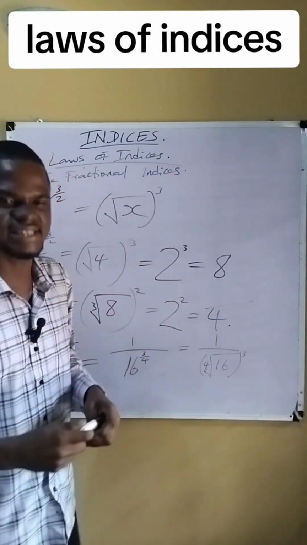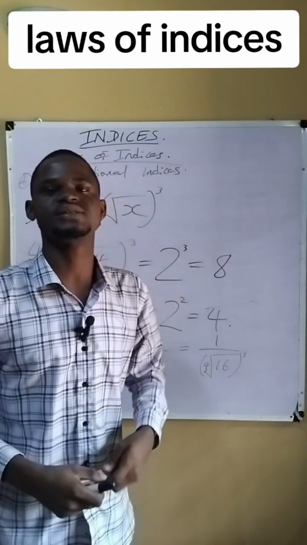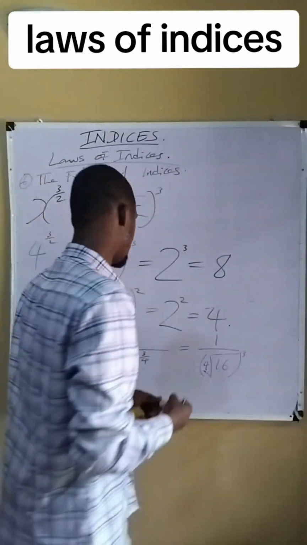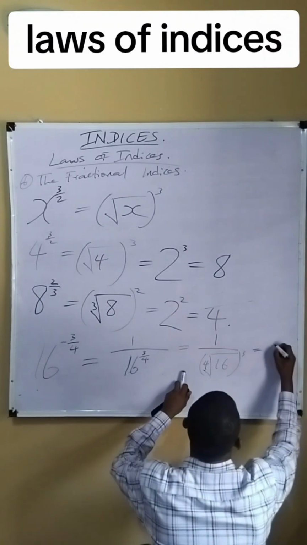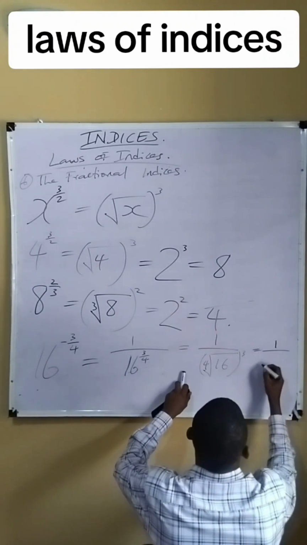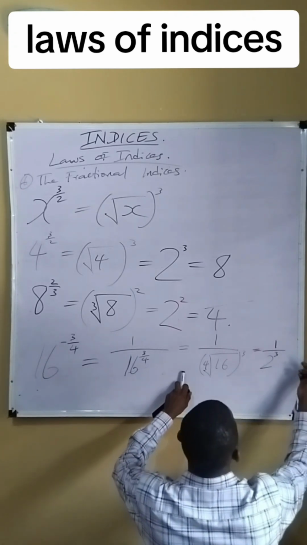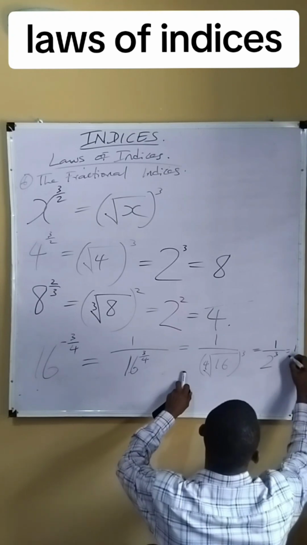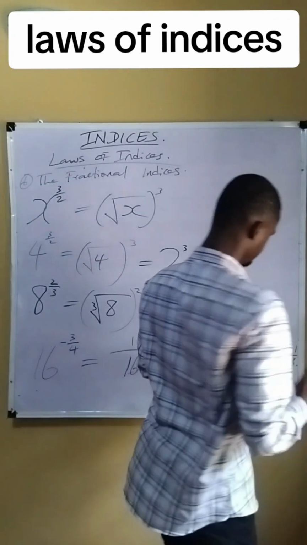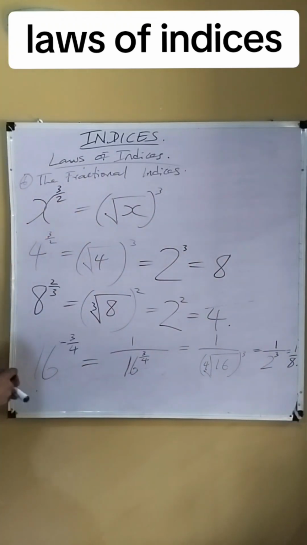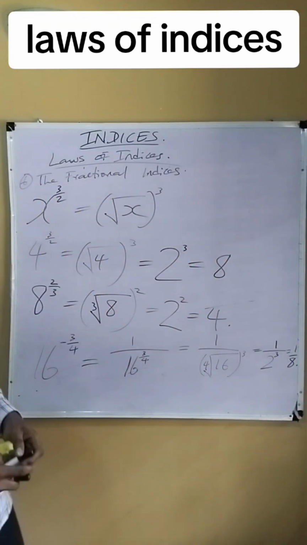What will multiply itself 4 times to give us 16? It is 2. We are going to have 1 all over 2 raised to the power of 3. And 2 raised to the power of 3 is 8. We become 1 all over 8 as the answer. That's all about the fractional indices law.